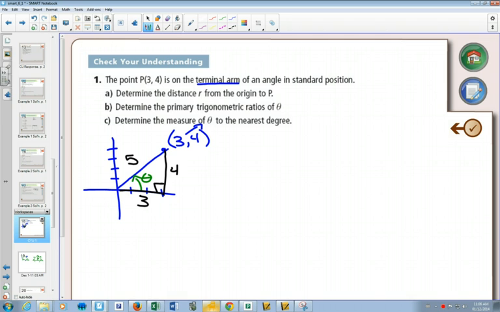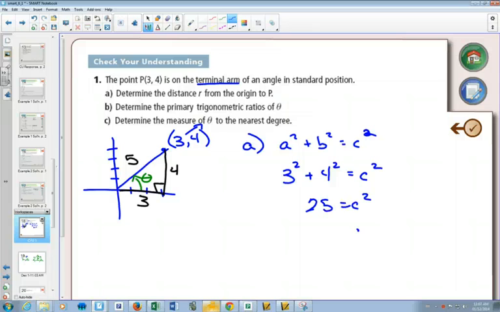Now, if you didn't know it was a 3, 4, 5 triangle, for part A, you would say a squared plus b squared equals c squared. 9 plus 16 is 25 equals c squared. Square root both sides. Now, normally when you square root both sides, you have to remember the plus or minus. But since we're dealing with lengths, it doesn't really make sense to have a negative 5 for a length of the triangle. So we just use the positive value. So there's part A. And of course, if you recognize the triangle, you could just write 5 right away.